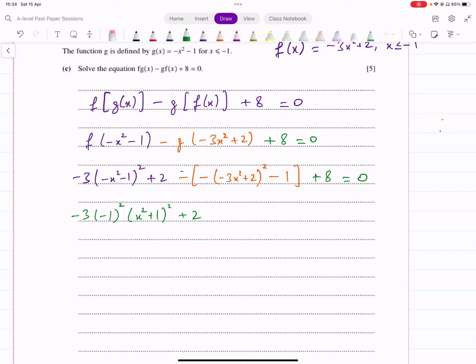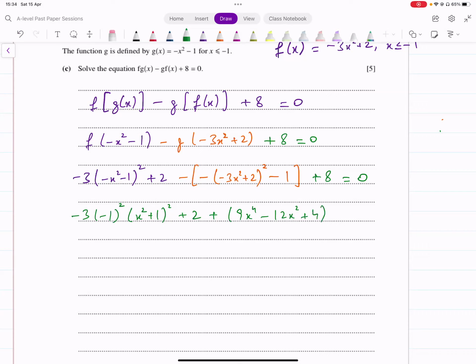अच्छा, minus into minus that becomes plus. So you have plus minus 3x square plus 2. इसको expand कर लें. Minus 3x square का whole square, that's going to be 9x raised to power 4 plus 2 into minus 3x square into 2. That's going to give you minus 2 into 3, which is 6. 6 into 2 is 12. So that's 12x squared plus 2 ka square, which is plus 4.